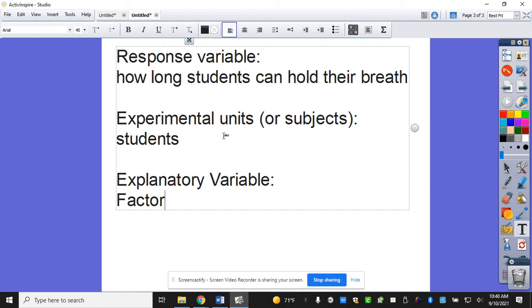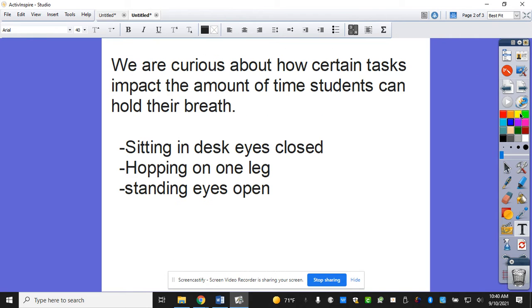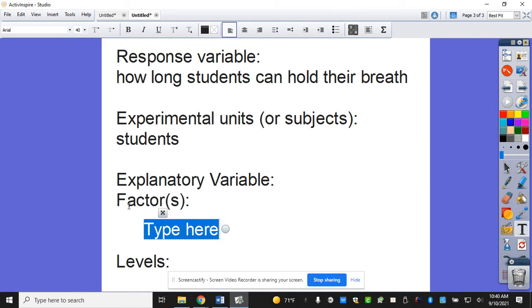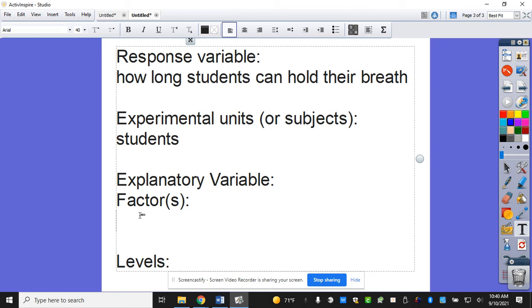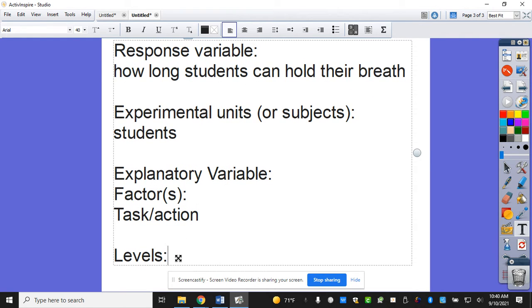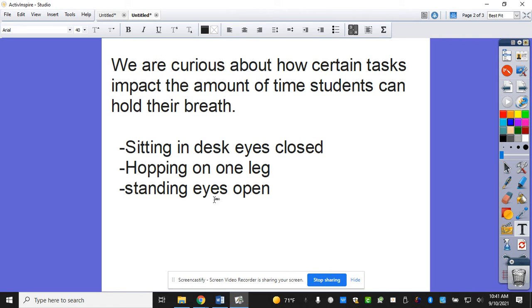What are the factor or factors? We have factors and we have what? So knowing that we have factors and levels, what is the factor? Tasks or actions, because my wording is just thrown together. So how many levels do I have? 3. What are they? The 3 that I listed right here. Those are the levels.